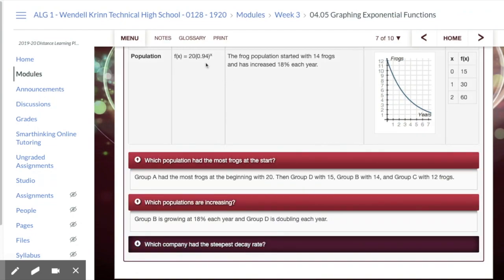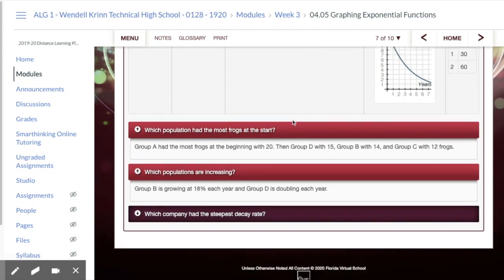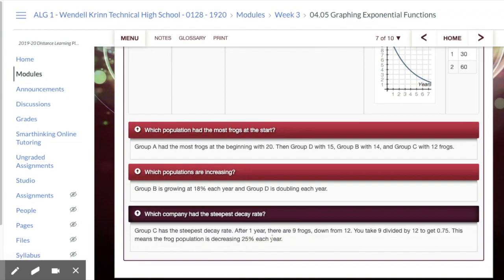Well, this looks like it's 0.06, so 1 minus 0.06. So that's about 6% right there. And then if I look at this one right here, it looks like we go from starting at 12 frogs to 9 frogs. Okay, so 9 divided by 12 is going to give us 75% of, so we're decreasing by 25%. So we're going down 6% versus 25%, definitely 25%.